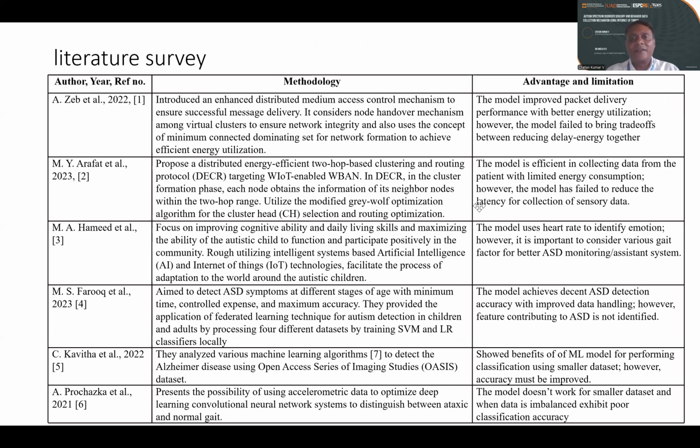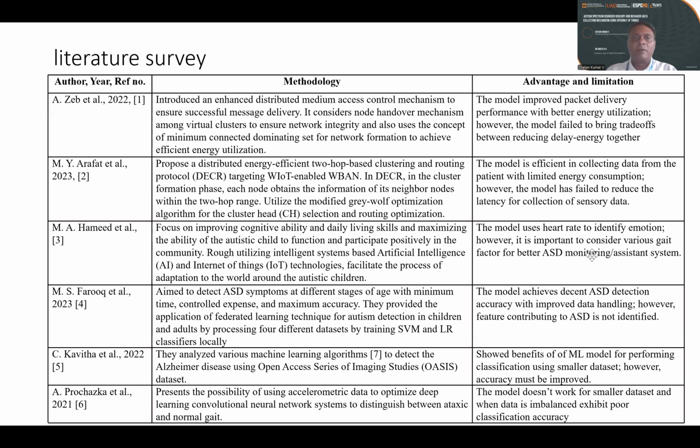Some of the literature survey that I have done relates to one author by name Zeb et al. They introduced an enhanced distributed medium access control mechanism to ensure successful message delivery, wherein it considers a node handover mechanism among the virtual cluster to ensure networking integrity, and also uses the concept of minimum connected dominating set for network formation to achieve efficient energy utilization. Some of the advantages and limitations are: the model improved the packet delivery performance with better energy utilization. However, the model failed to bring the trade-off between reducing the delay and energy together.